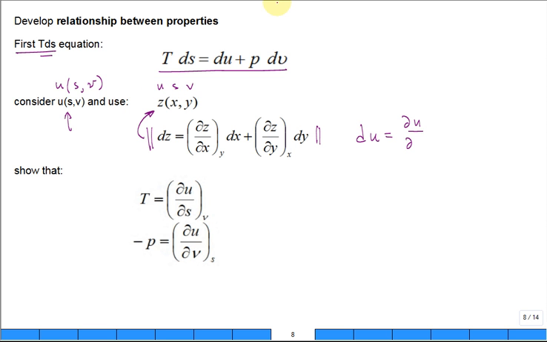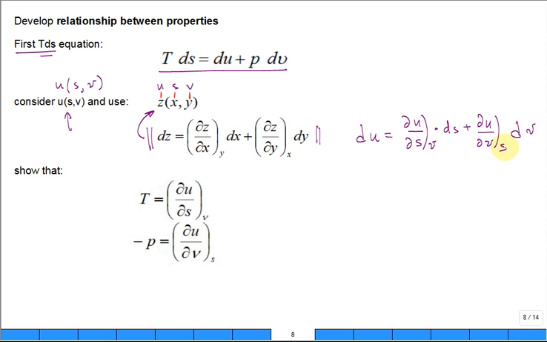Every place I see Z, replace it with U. Every place I see X, replace it with S. Every place I see Y, replace it with V. So we pick up the partial of U with respect to S, holding V constant, times dS, plus the partial of U with respect to V, holding S constant, times dV.